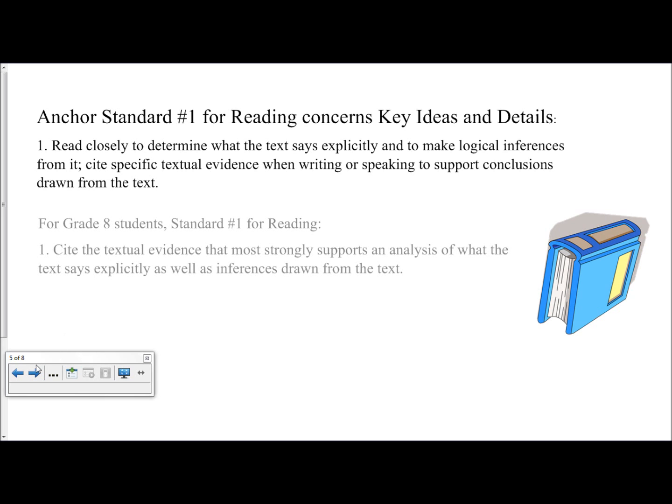For grade 8 students, standard 1 for reading specifies what grade 8 students are expected to master within this standard. Number 1, cite the textual evidence that most strongly supports an analysis of what the text says explicitly, as well as the inferences drawn from the text. There's a lot there, Alana. Go ahead, take your anchor standard number 1 and use your double entry journal to capture your thoughts from that passage. All right.